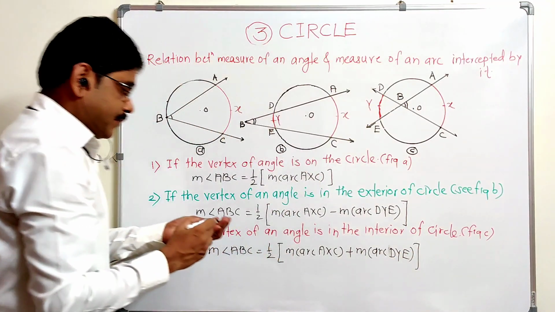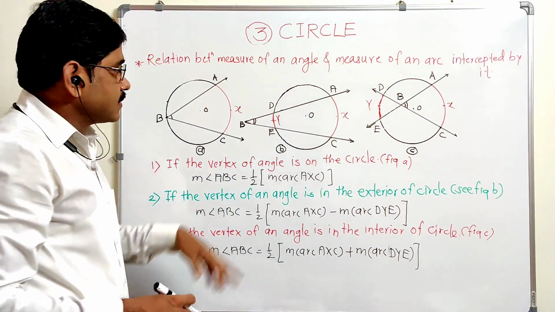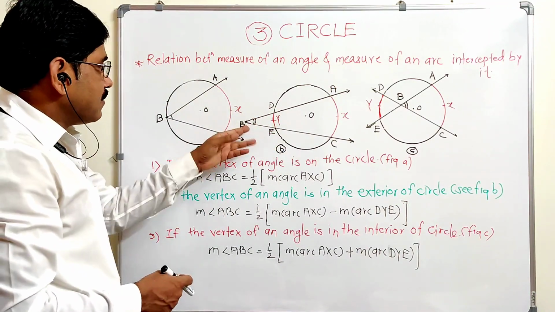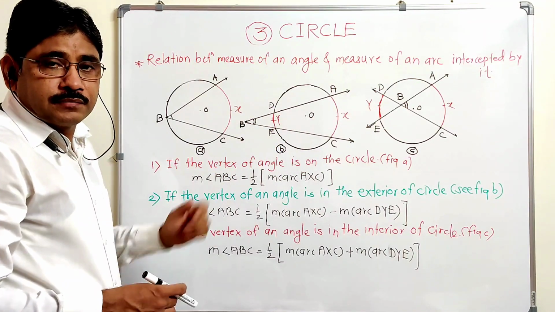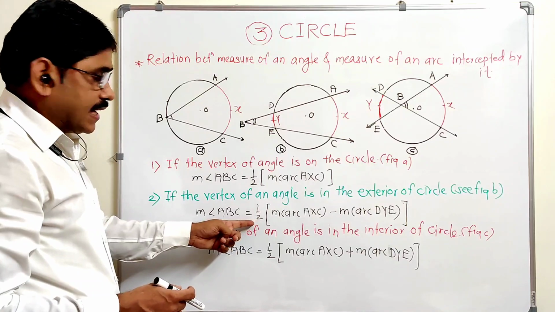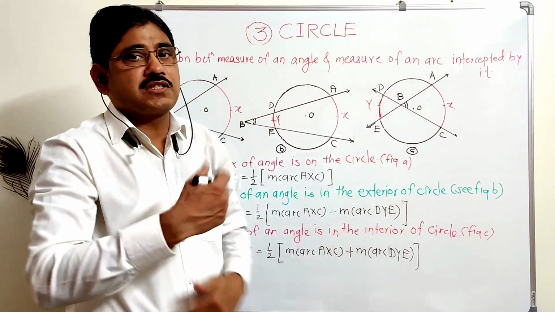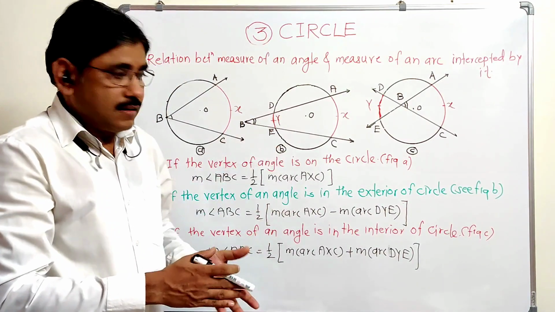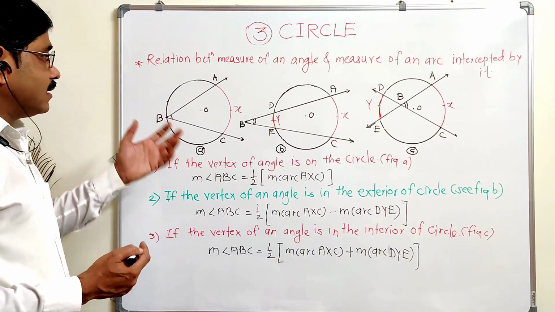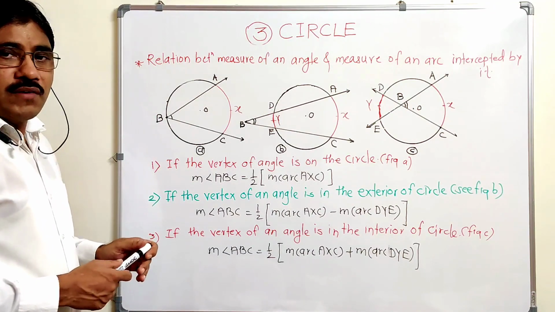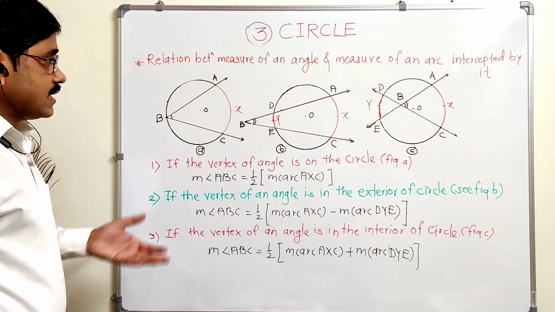So suppose here measure of arc AXC is given 56, this is given 20, then find measure of angle ABC. For the exterior case, we get 56 minus 20 divided by 2, half of that difference. Here this is 56, this is 20, 56 plus 20, then half of that. In this way we can find the measure of the angle and the measure of arc using this relation. So remember these relations.